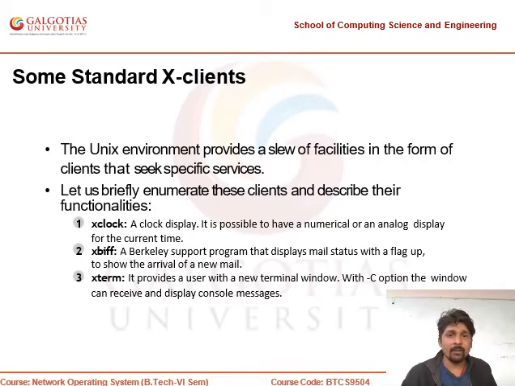Now we'll understand what is X client. We already understand X window is based on client-server architecture. So there will be some X clients, and there will be some X server. Basically Unix provides facilities in the form of clients. What is the purpose of a client? It is used to find some specific service. That service is provided by the server.